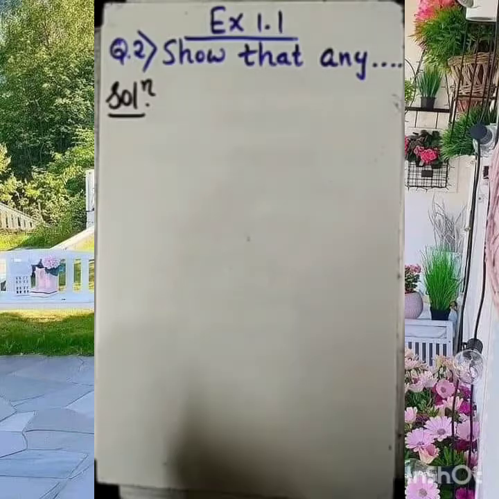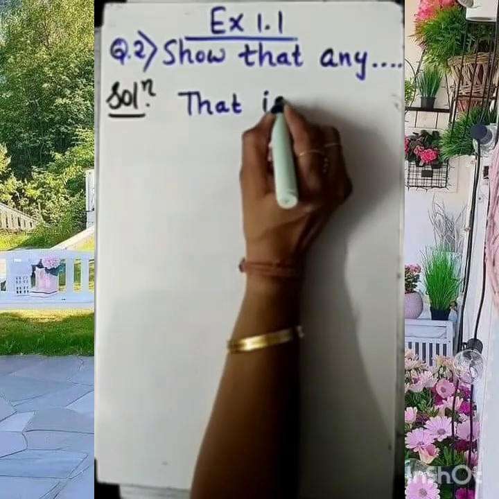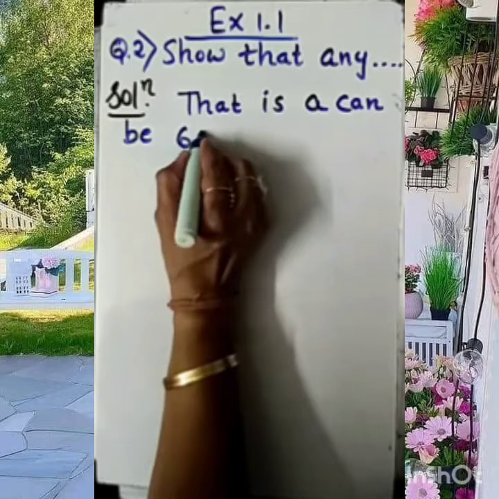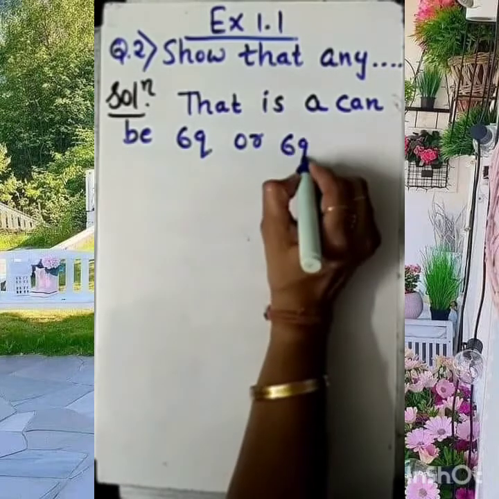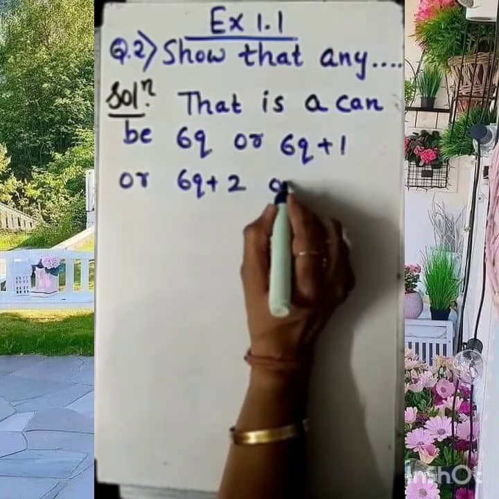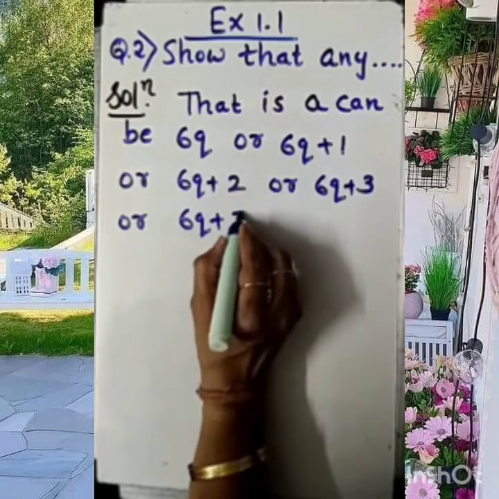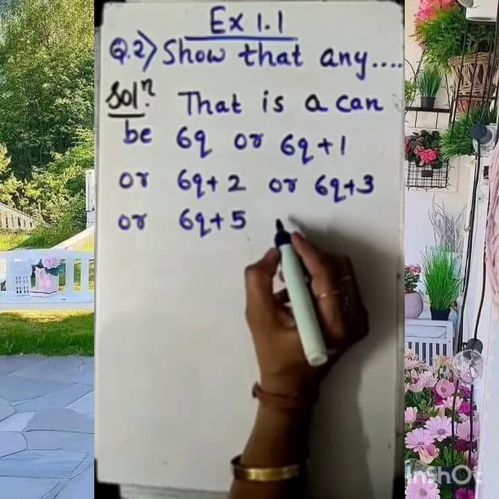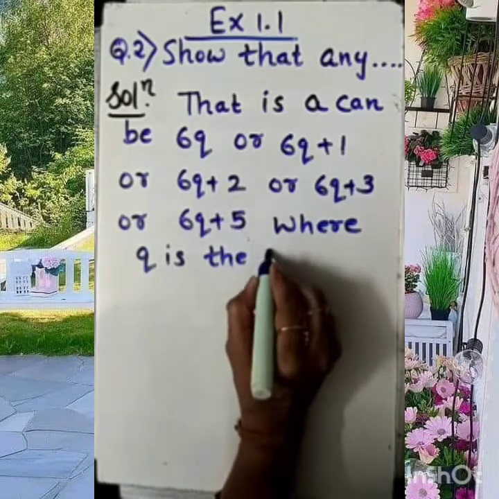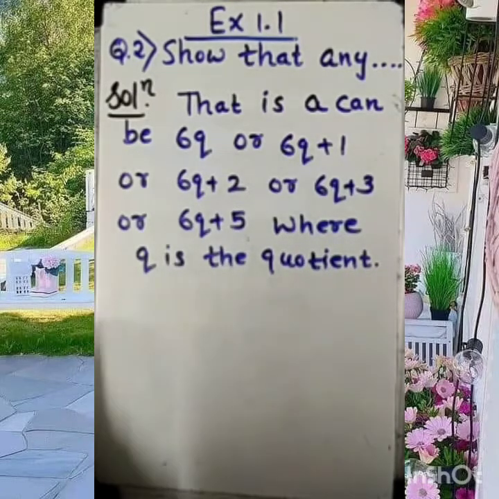Next we need to mention what it indicates, that is, the value of A. A can be 6Q or 6Q plus 1 or 6Q plus 2 or 6Q plus 3, and so on. These values are there for A.